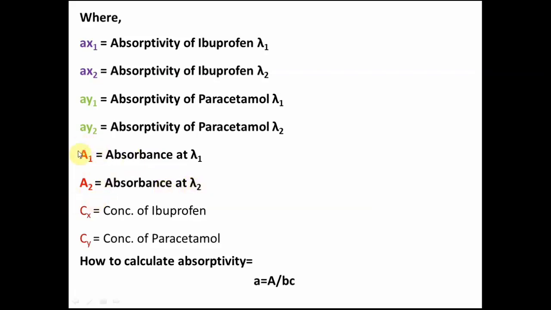Then A1 is the absorbance at lambda 1 and A2 is the absorbance at lambda 2. These A1 and A2 are the absorbances of the sample mixture. Cx is the concentration of ibuprofen and Cy is the concentration of paracetamol. So how to calculate the absorptivity? There is a formula, capital A is equal to abc, and we want a, the absorptivity. So a is equal to capital A upon bc, where a is the absorptivity, capital A is the absorbance, b is the path length, and c is the concentration.